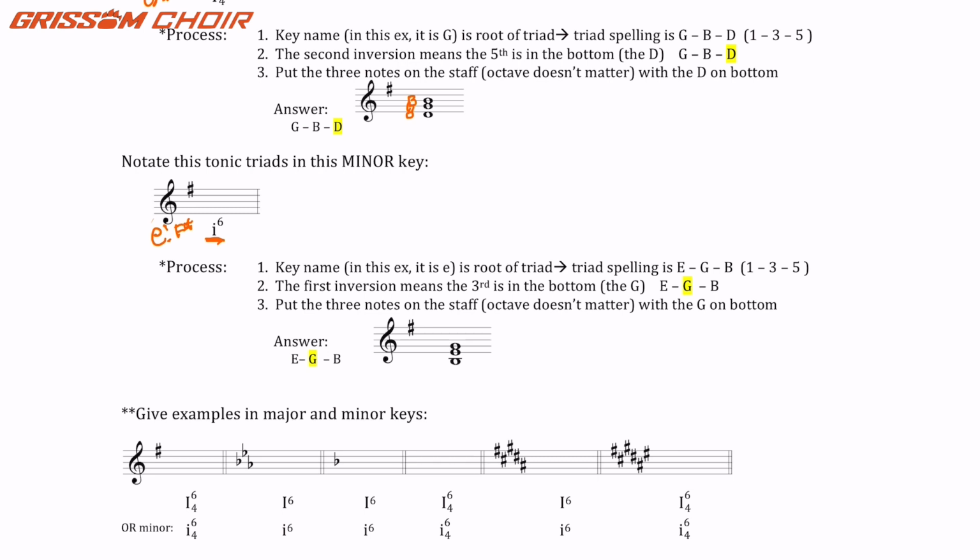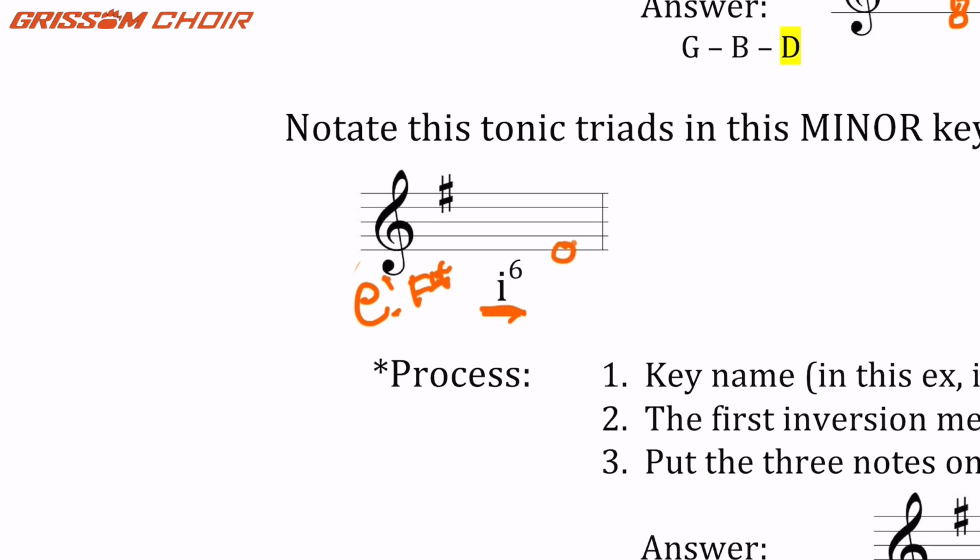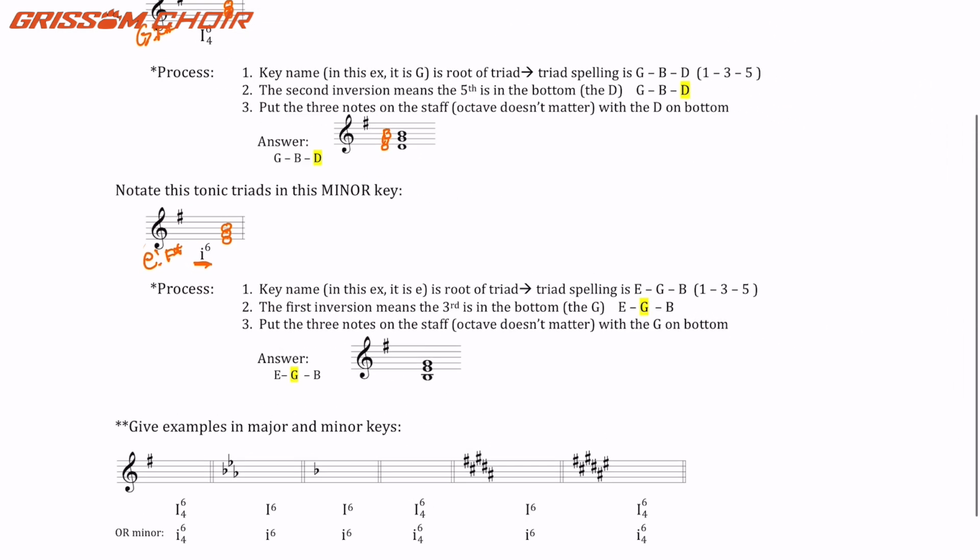So we've named the key. The key is E minor. It is the root of the triad. That triad spelling would then be E, G, B. I'm going to zoom in this time and do it. E, G, and B. That is our regular tonic triad in the minor key of E. The first inversion means that the 3rd is on the bottom, and we know it's the first inversion because of the 6 behind the Roman numeral, so the G would be on the bottom.